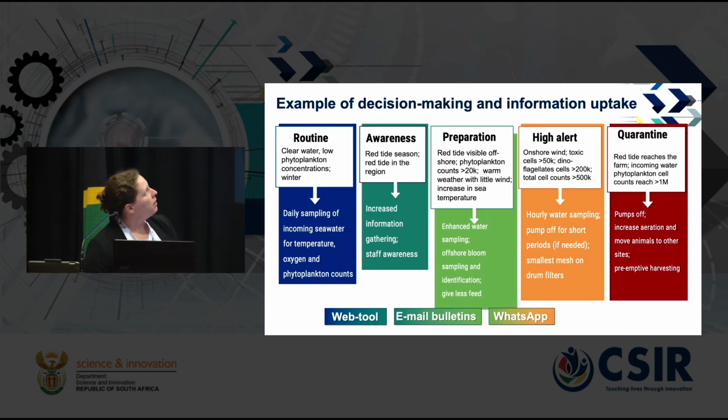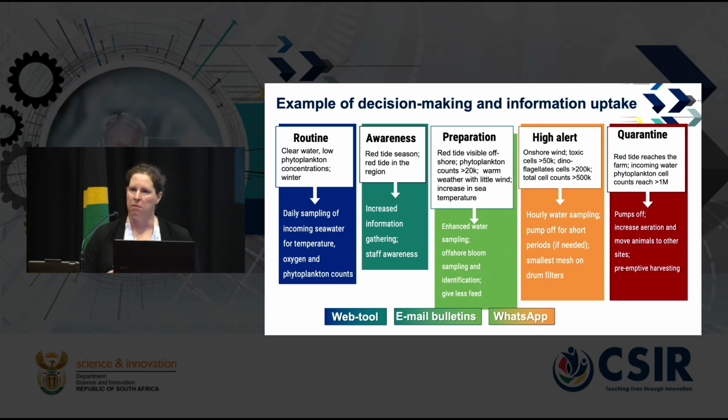And here I just provide an example of the decision-making and information uptake that might occur. This specific example is an abalone farm in Walker Bay. So as you can see, during the routine months, particularly in the winter when there's not a lot of bloom activity, they might only use the web tool and they might only look at it once a week or so.